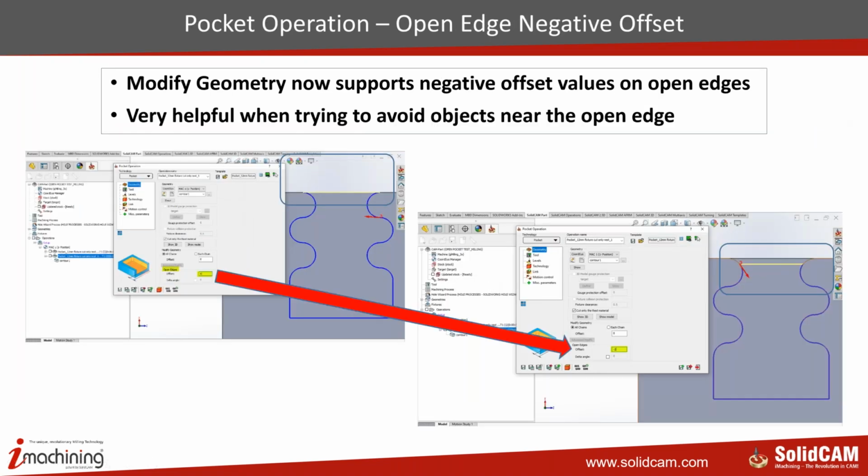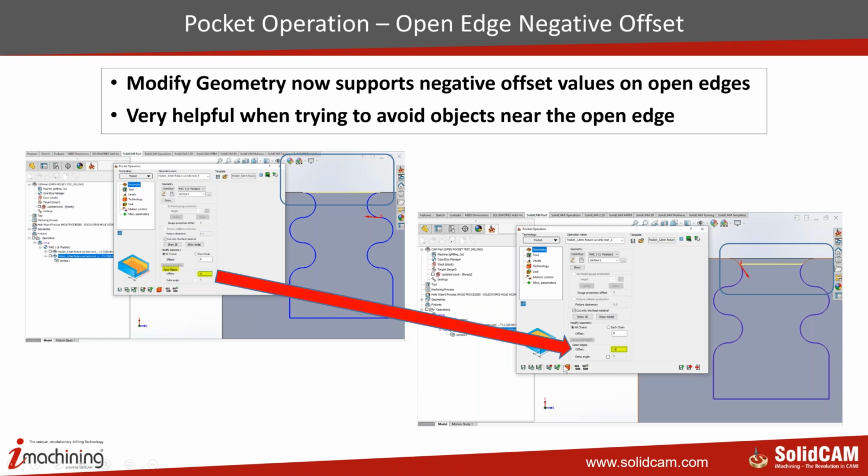And another function, again, inside 2.5D milling pocket operation, now you have an open edge where you can define the negative offset. So this is a very useful function. Again, many of our customers were asking about this. If you have an open edge and you don't want to go outside the edge of the open edge, you want to keep some stock, you can always define a negative offset.